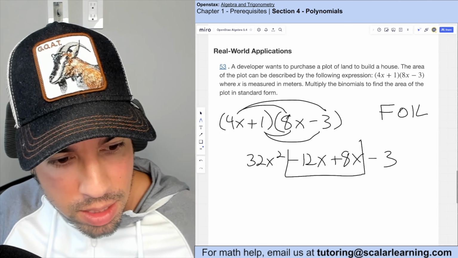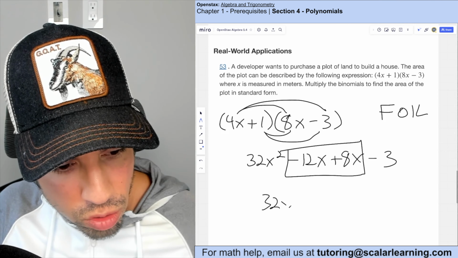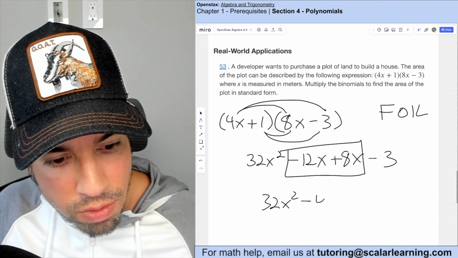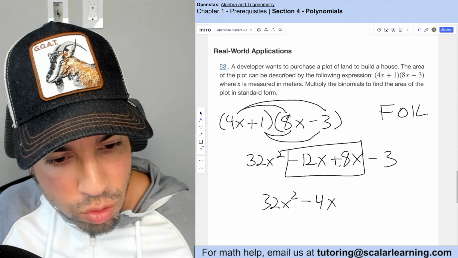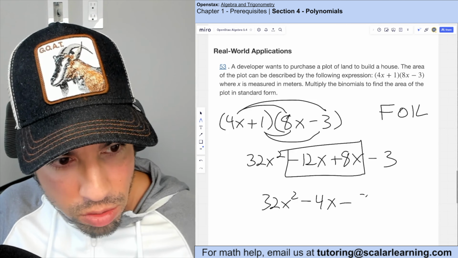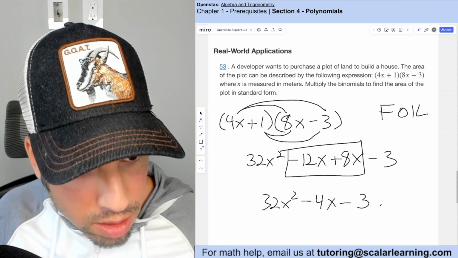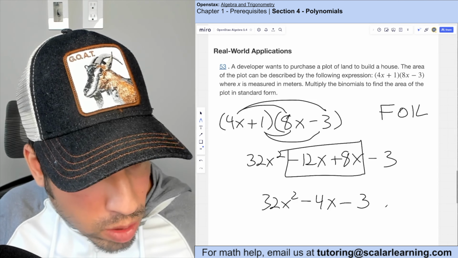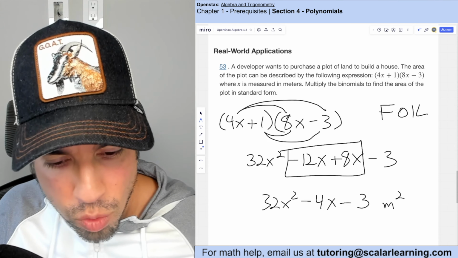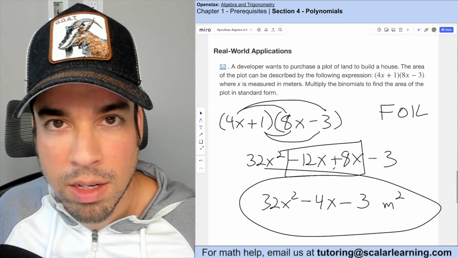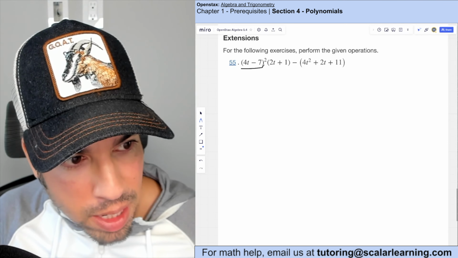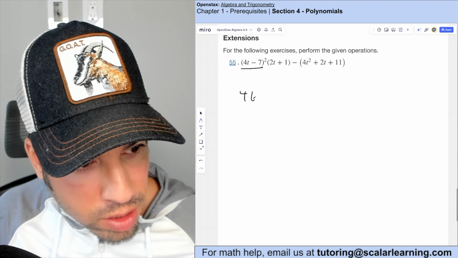Then we're going to combine like terms. So we have 32x squared minus 4x, because negative 12 plus 8 is negative 4, minus 3. And this is in, what is it, meters squared? So we say meters squared. Boom, done.